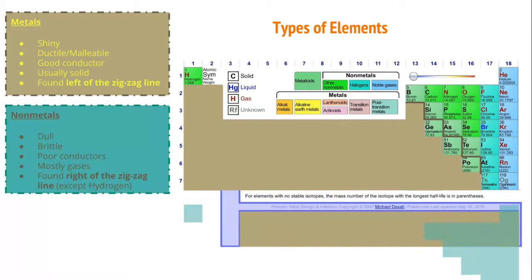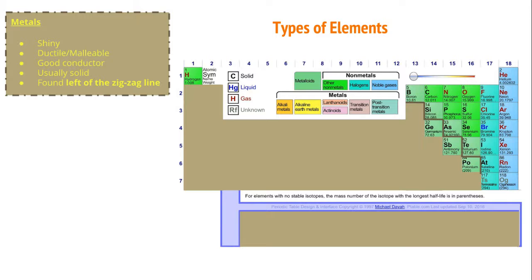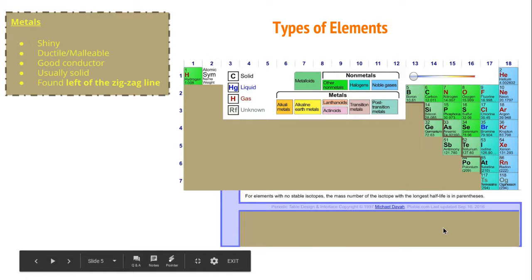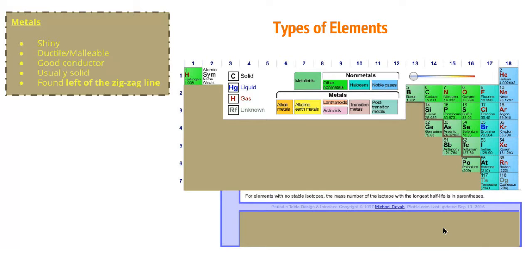There are 3 main types of elements. We have the metals, which is all of this brown area here. All of these are metals. That makes up most of the periodic table. Most of all of our elements are, in fact, metals.